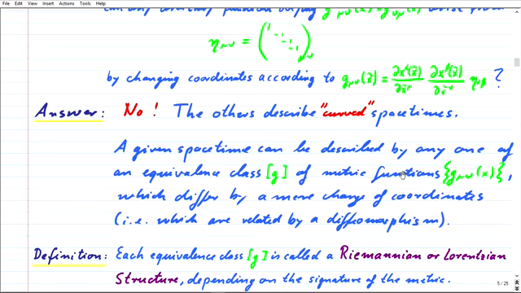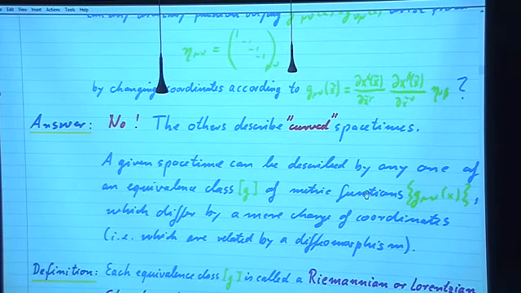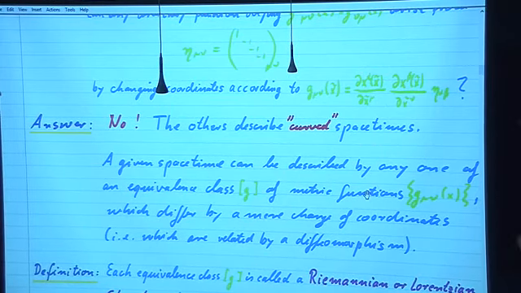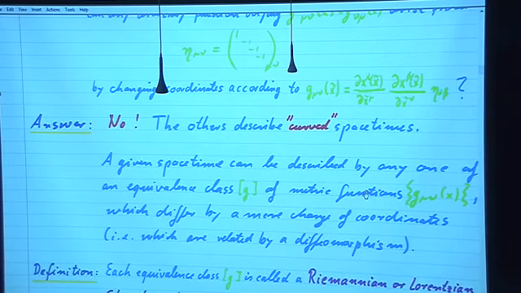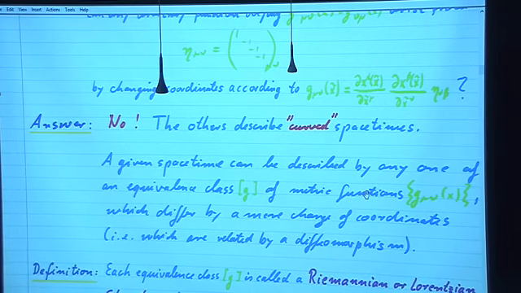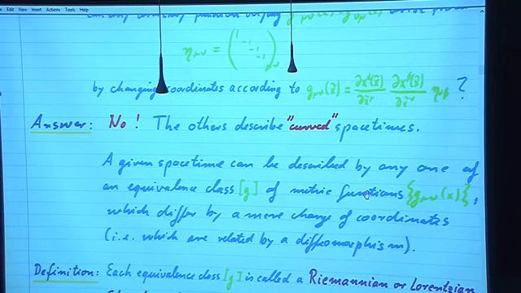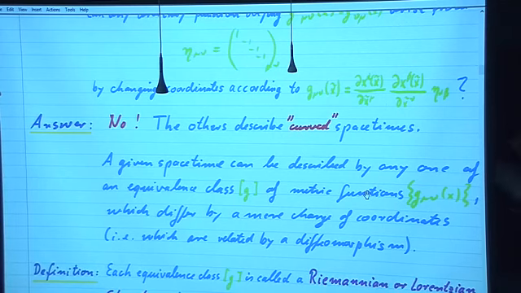Let's write such an equivalence class with a square bracket. So you give one matrix-valued function g mu nu of x, and then by applying all possible changes of coordinates, you get all the other members of that equivalence class. So that's a curly bracket. It's a set of all g mu nus that are obtainable through changes of coordinates. In other words, through differentiable changes of coordinates, which is also called diffeomorphisms.